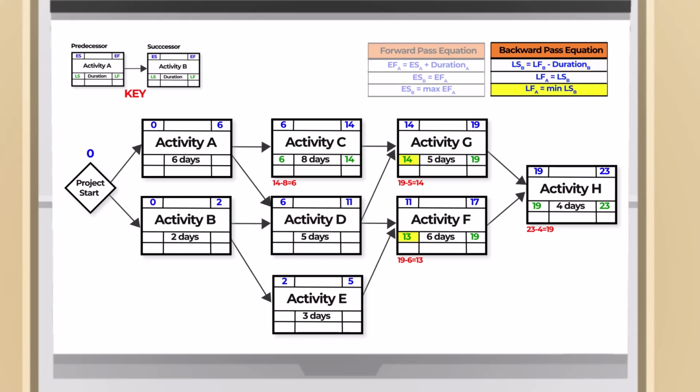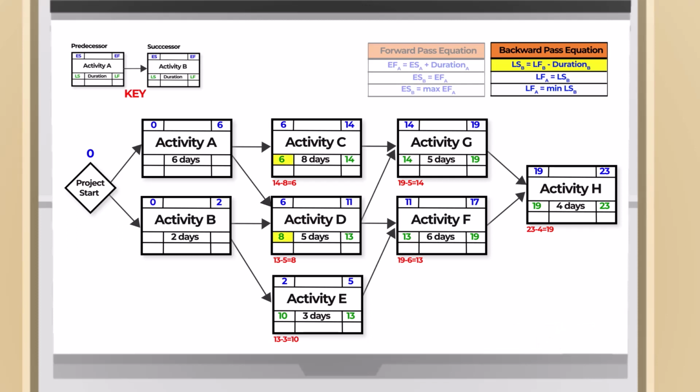Activity D, late finish, we have two successors, the minimum of the two will be 13. Activity D, late start, will be late finish, 13, minus the duration, 5, equals 8. Activity E, we have only one successor, so late finish will be 13. Activity E, late start, will be late finish, 13, minus the duration, 3, equals 10.